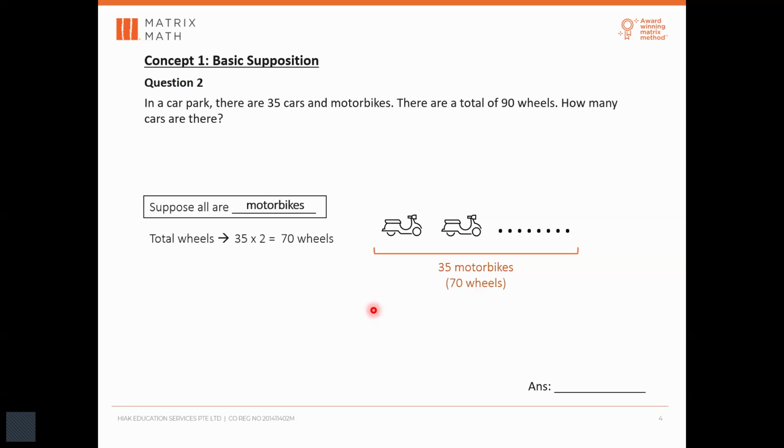But there's a problem, right? The question said that there's 90 wheels, not 70. So this time I need an extra of how many more wheels? The extra that I need would be 90 minus 70. I need extra 20 more wheels. So what happens if you need 20 more wheels? It means that not all of them are motorbikes. There must be some cars in this group of vehicles.